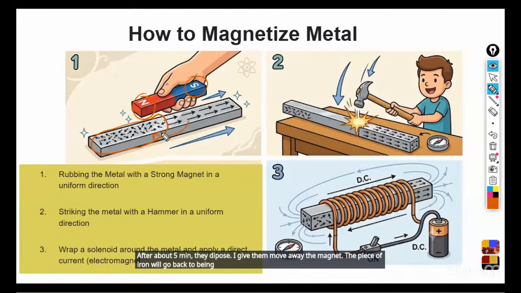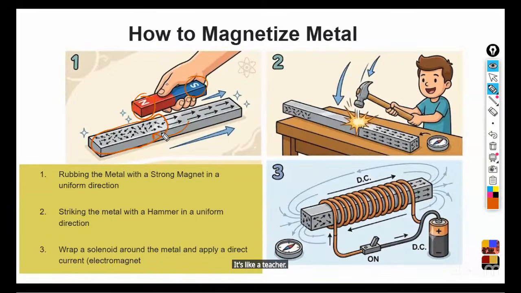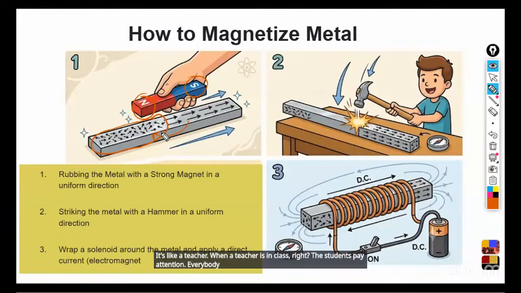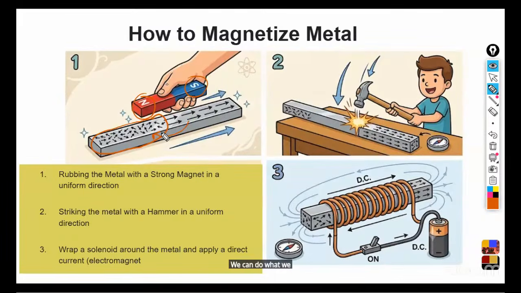The dipoles will, you know, it's like a teacher. When a teacher is in class, the students pay attention, everybody faces forward, because you have the influence of the teacher. But when the teacher leaves class, after about 5 minutes, everybody says, well, teacher not here, we can do what we want. And then you get chaos, okay?